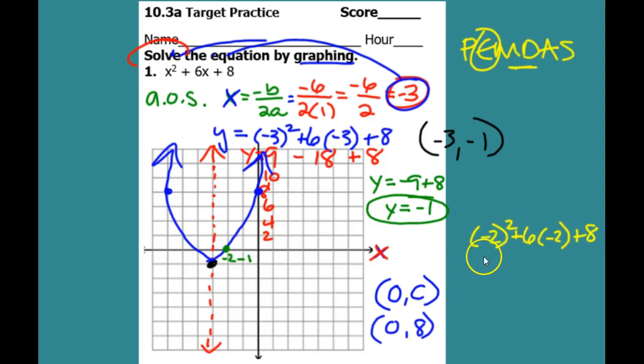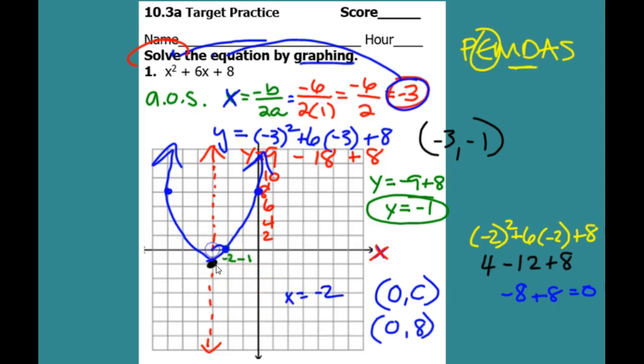So negative 2 squared is really just positive 4, because it's negative 2 times negative 2. 6 times negative 2 is negative 12, and then plus 8. Well, 4 minus 12 is negative 8, and negative 8 plus 8 does equal 0. So this is where y reaches 0. So this is one of our two solutions.